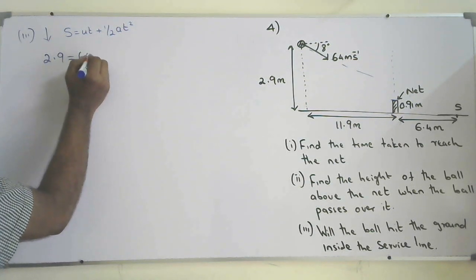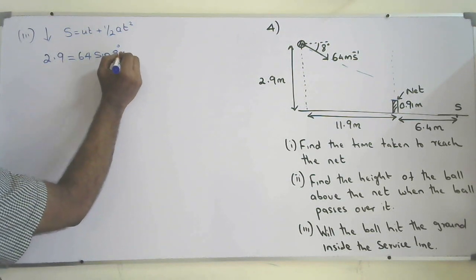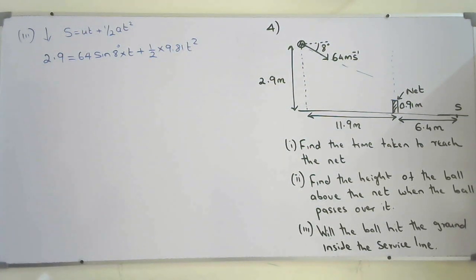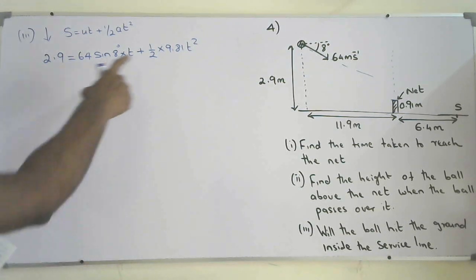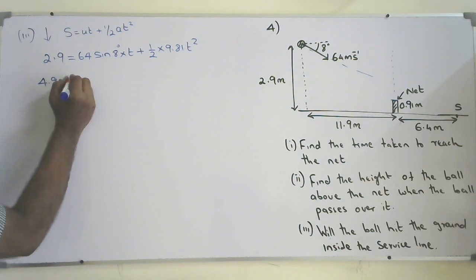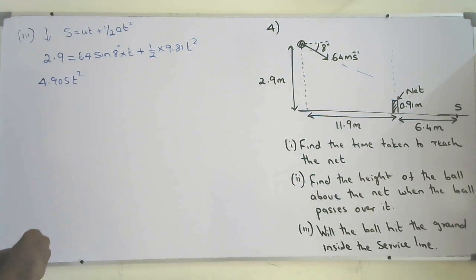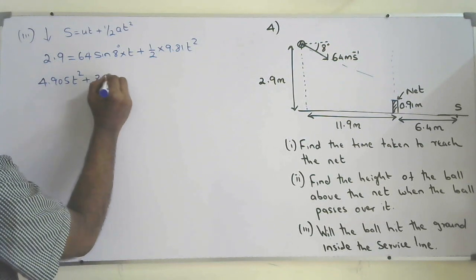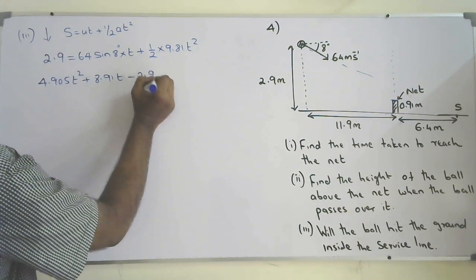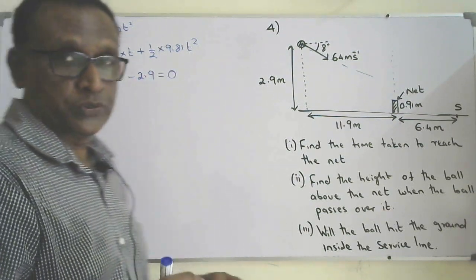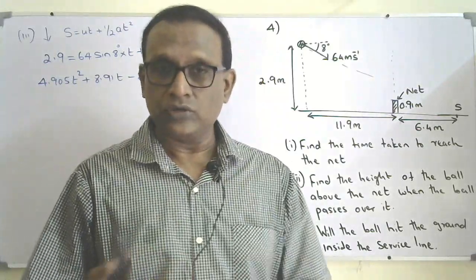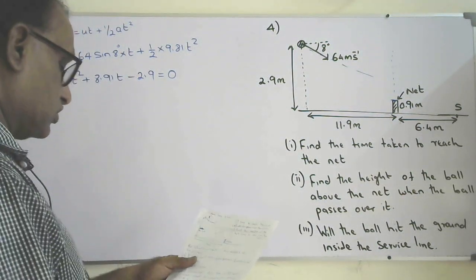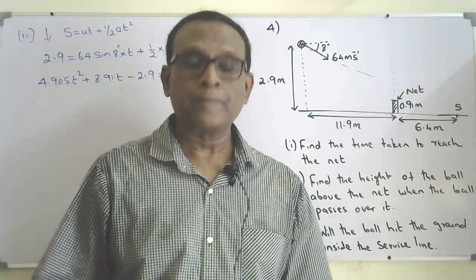The initial vertical velocity will be 64 sin 8, so 2.9 = 64 sin 8 × t + half × 9.81 t squared. If you rearrange this equation, you will get 4.905 t squared plus 8.91 t, where 64 sin 8 is 8.91, bring it to the right, minus 2.9 equals 0. So it's a quadratic equation, right? Solve it using the calculator in equation mode. All of you know how to solve it. In most exams you can use a calculator: Cambridge, Edexcel, and International Baccalaureate.